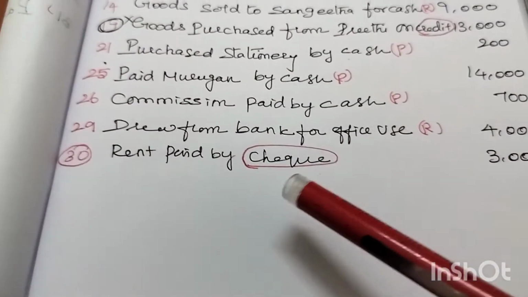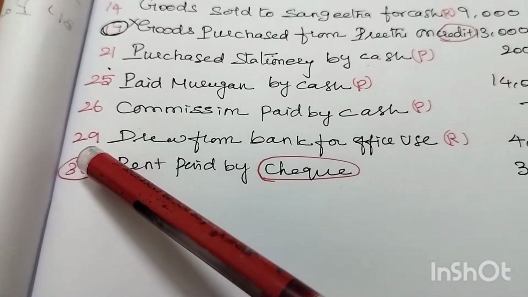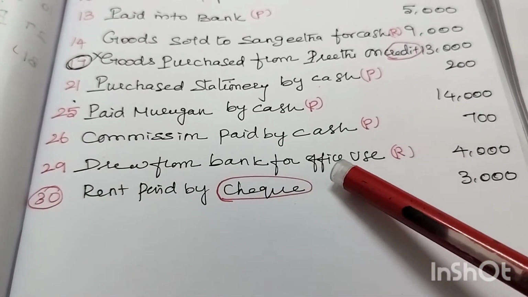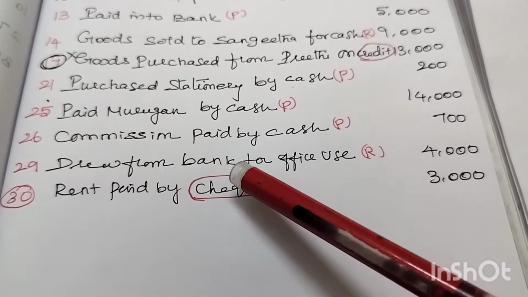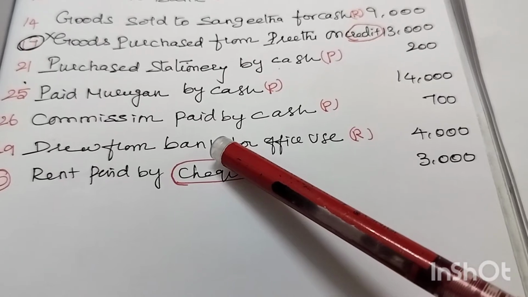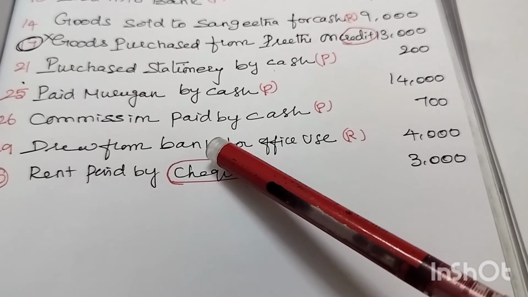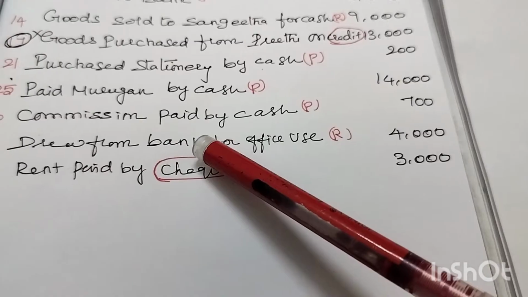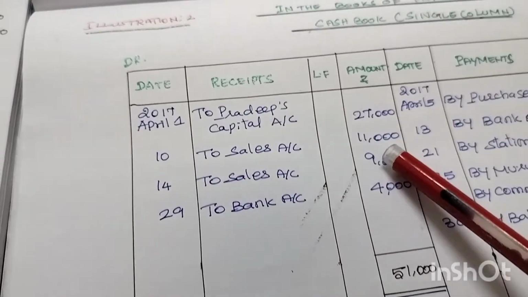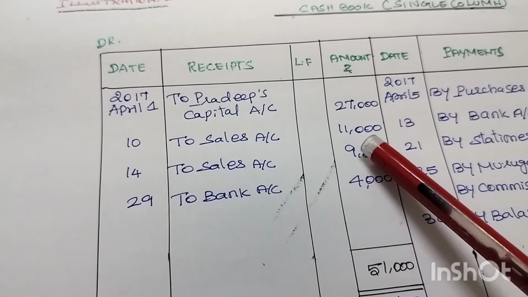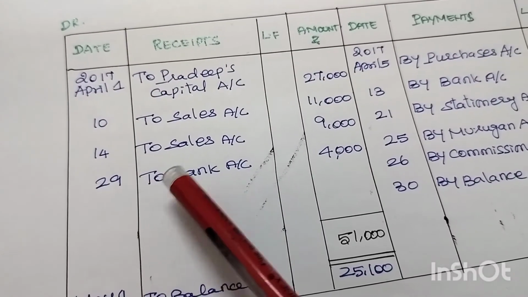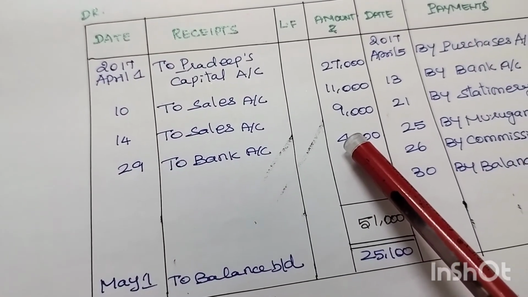Okay. Then come to the next transaction, April 29, that is drew from bank for office use rupees 4,000. So what is the journal entry for that? Drew from bank means cash account debit to bank account. So where is cash account? Cash account is on debit side. So you go to debit side. What is the opposite account from the cash account? Bank account is the opposite account from the cash account. So on April 29, to bank account 4,000 rupees you can enter into the amount column.